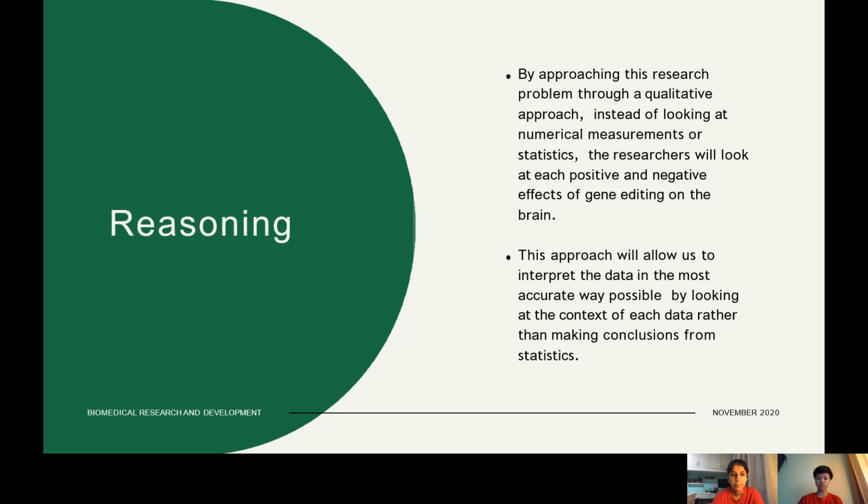By approaching this research problem through a qualitative approach, instead of looking at numerical measurements or statistics, the researchers will look at each description of the positive and negative effects of gene editing on the brain. This approach will allow us to interpret the data in the most accurate way possible, by looking at the context of each data rather than making conclusions from statistics. Evidence to make these conclusions will be collected through DNA gene editing testing.